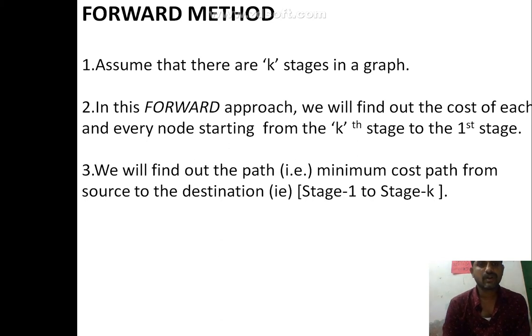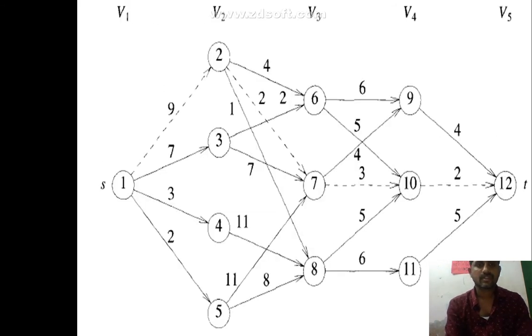In the forward method, assume that there are k stages in a graph. In this forward approach, you will find out the cost of each and every node starting from the kth stage to the first stage. We will find out the minimum cost path from source to destination, that is stage 1 to stage k. Here we can assign V1, V2, V3, V4, V5, that is the 1st, 2nd, 3rd, 4th and 5th stages. These are different stages, with a source and a destination.